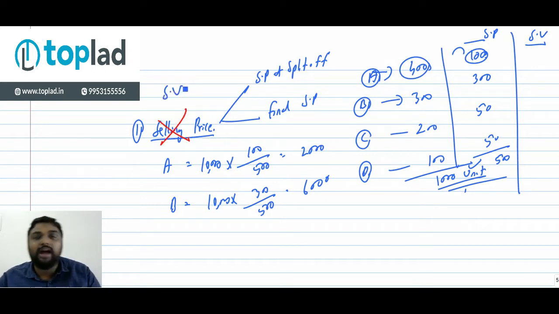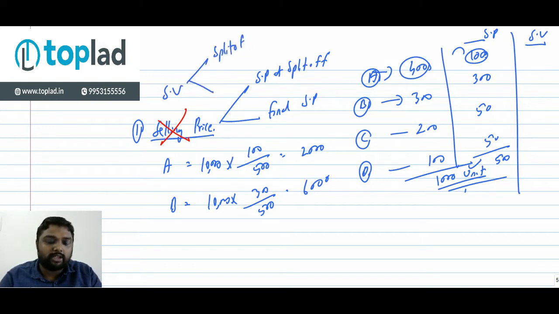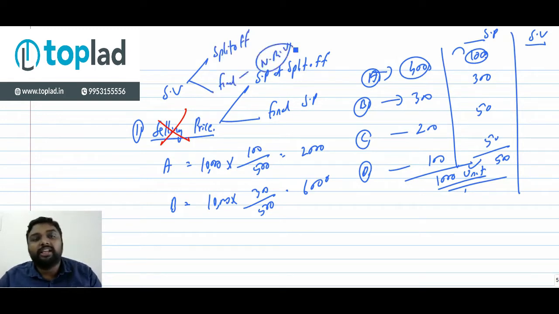Generally we use sales value. This sales value can also be two things: one at split off, or final. For the final method, generally we use a concept called NRV. NRV stands for net realizable value. So, split off.